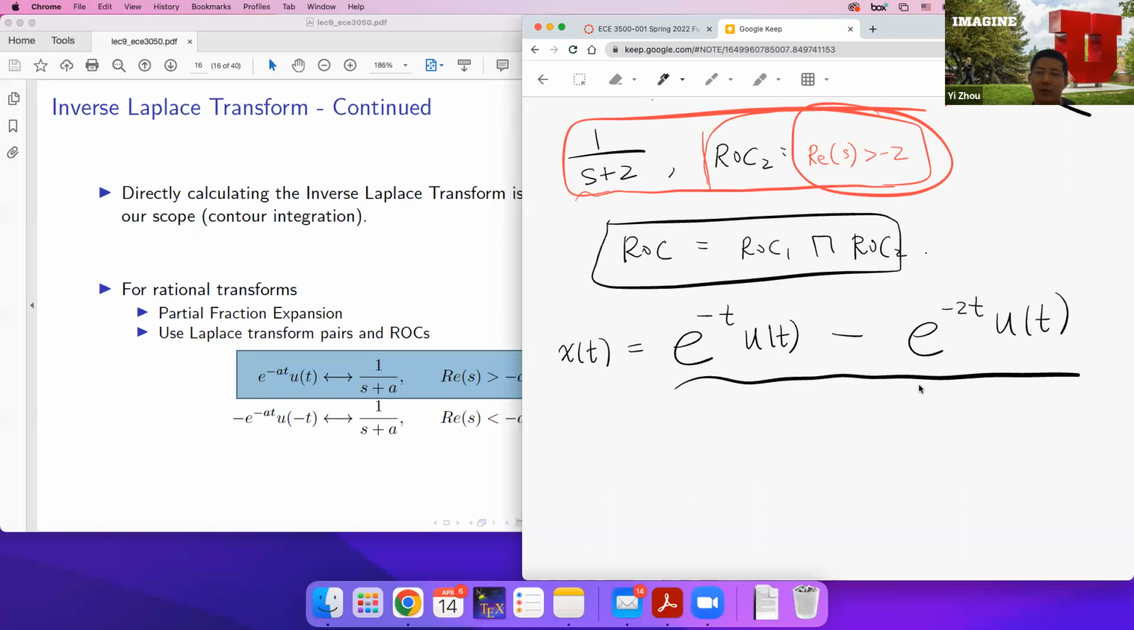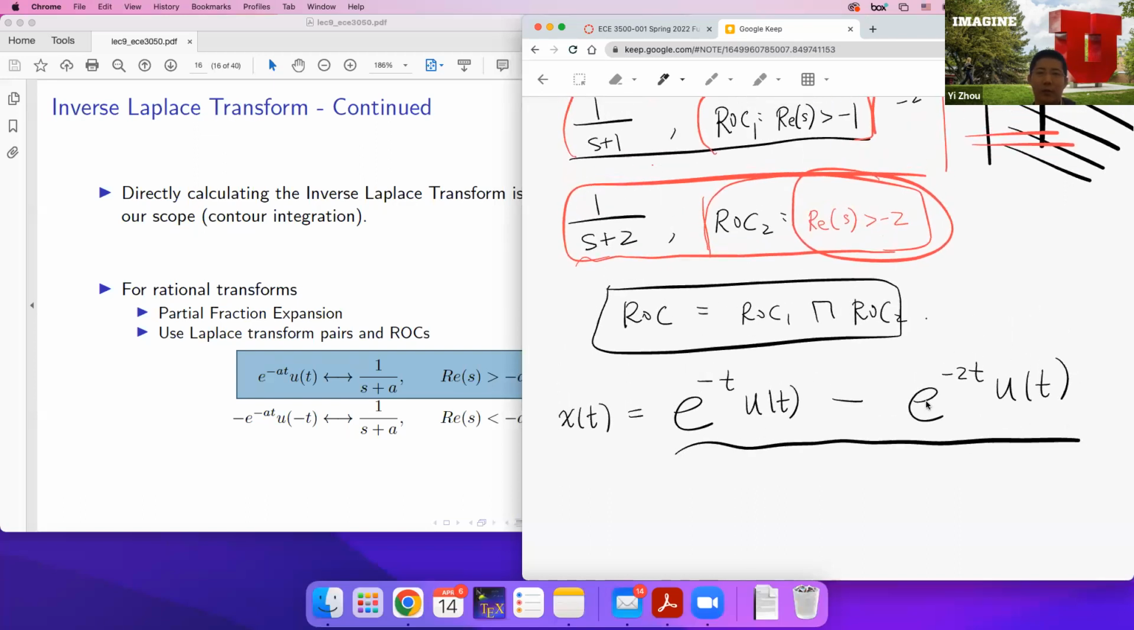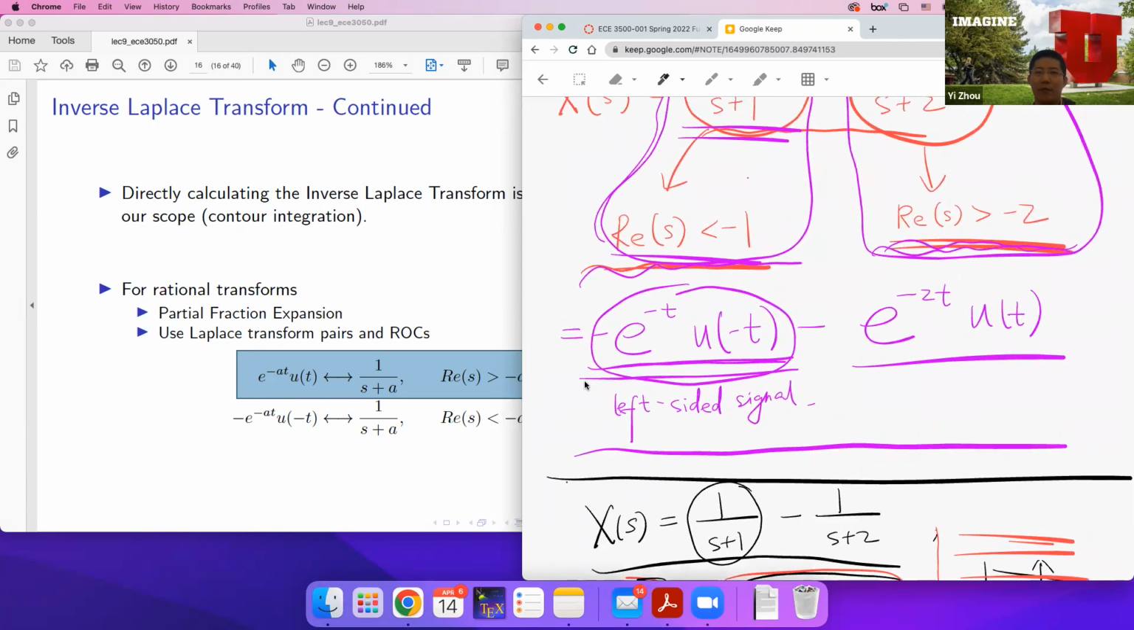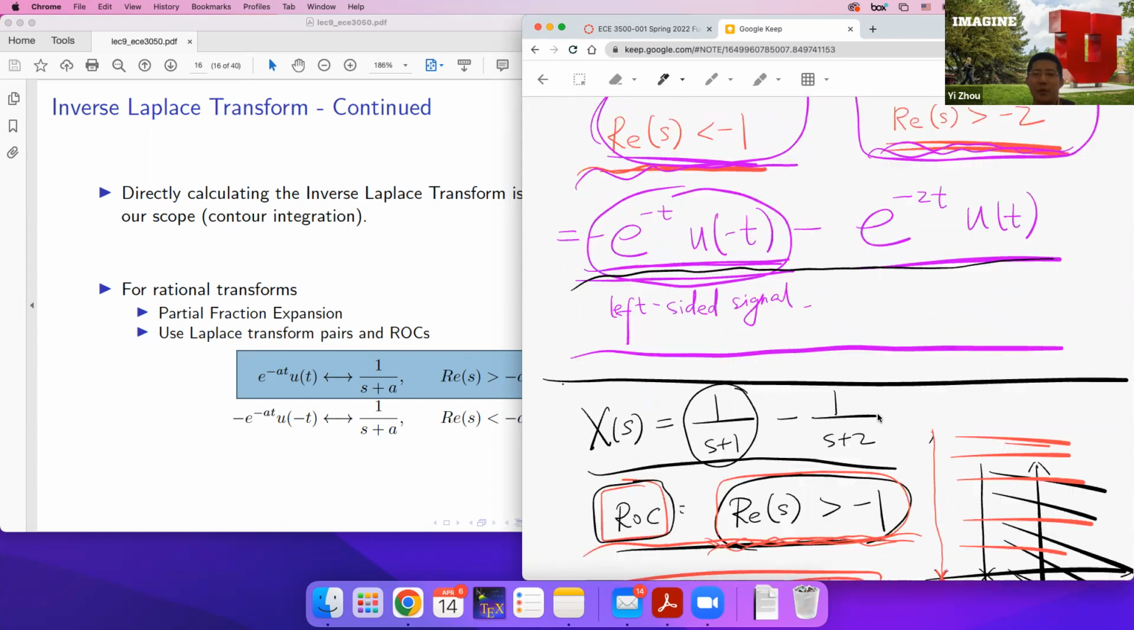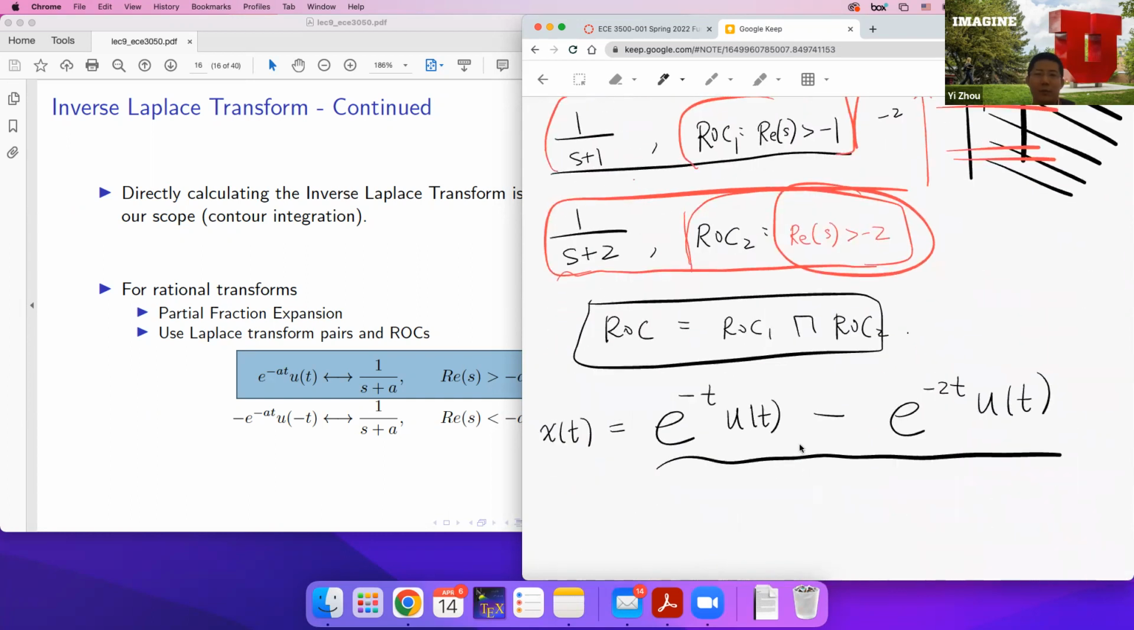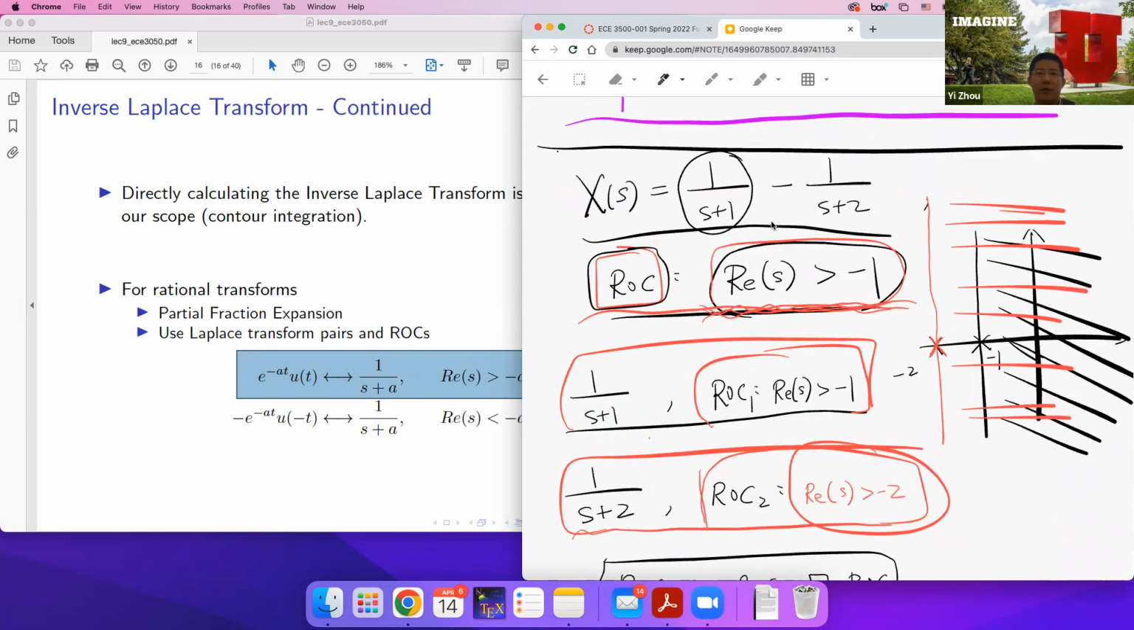And this signal is completely different from what we have here. Here we have a two-sided signal, but here we have a right-sided signal, because the ROC is given as right-sided. So again, you can see that for different ROCs, the corresponding signal can be completely different.